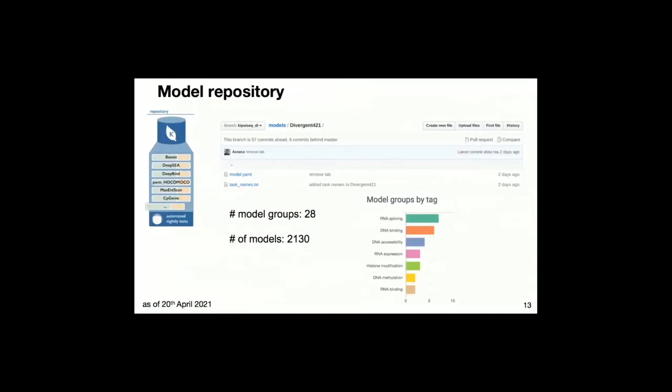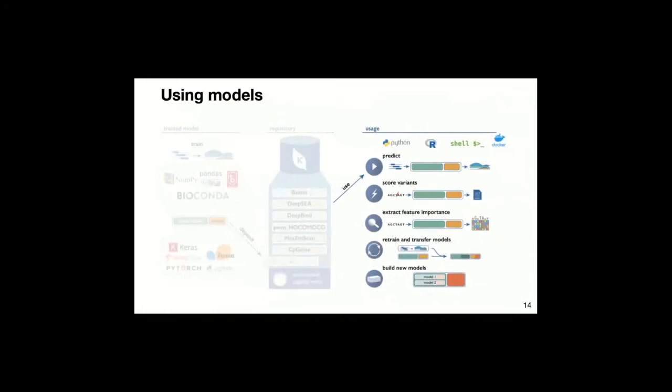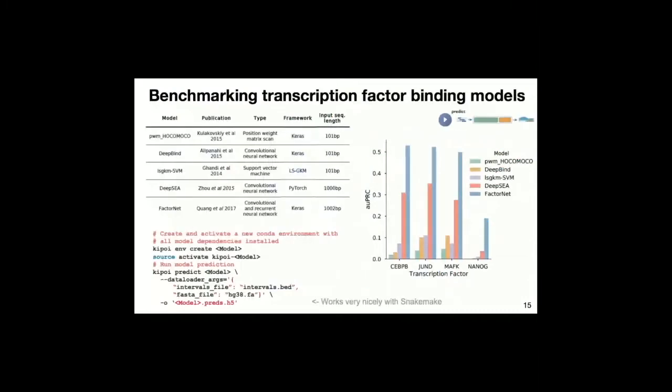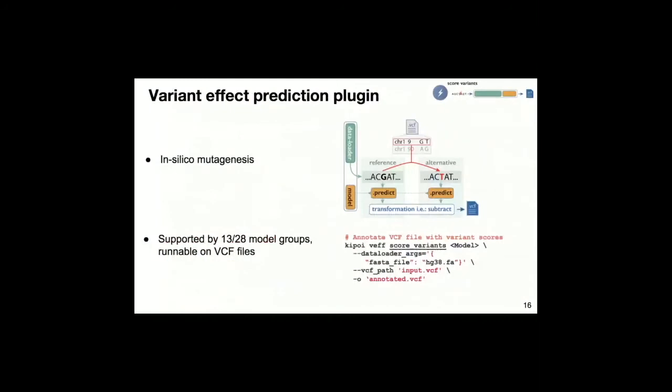Each model is stored on KIPI's GitHub repos. As of today, groups covering over 2,000 individual models across various genomics areas. KIPI models can be accessed via Python, R, command line interface, or as Docker containers. Typical applications include seamless benchmarking of models. Here is an example for comparing transcription factor binding predictions across various models, which is achieved with a generic command line. Another very much needed application is genomic variant interpretation.